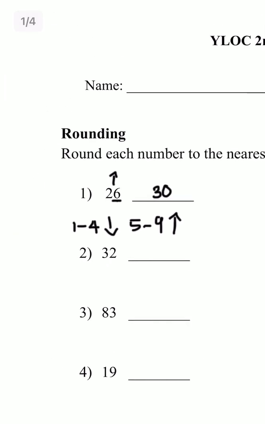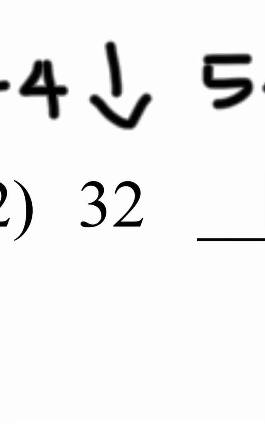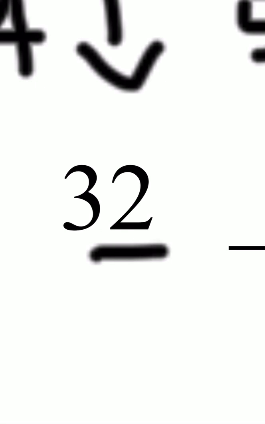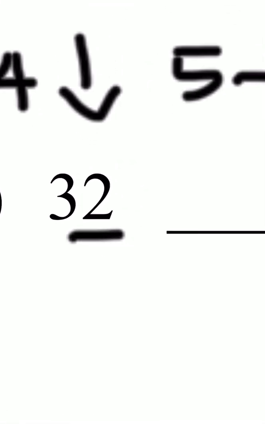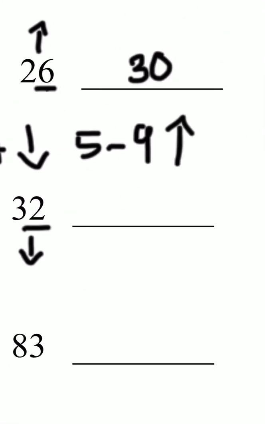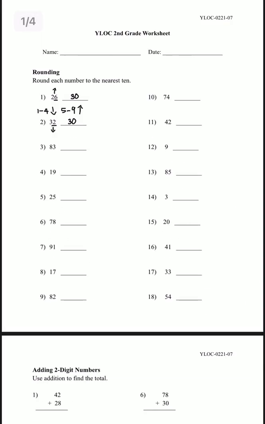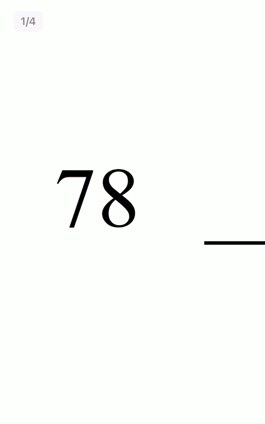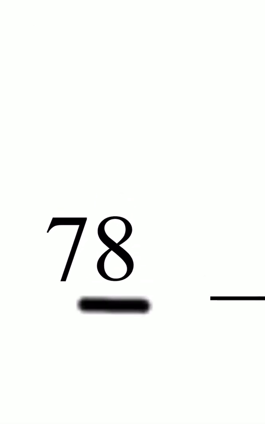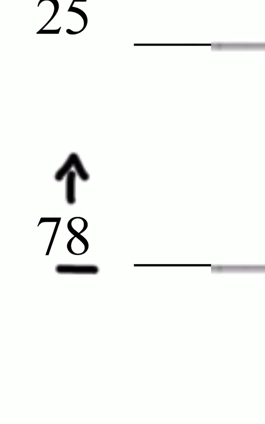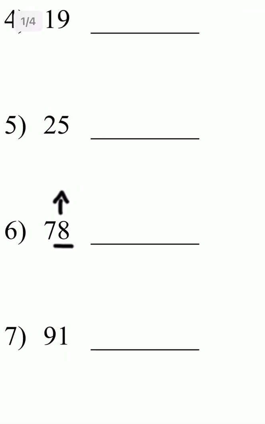Let's look at number 2. 2 is on the ones place, so we need to round it down, which would be 30. Let's look at number 6. We have 78, and 8 is on the ones place, so we need to round it up. And if we round 78, it would be 80.